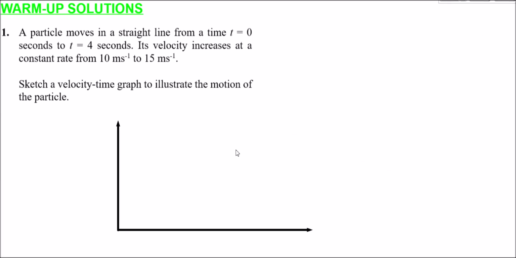Here we have a particle moving in a straight line from a time t equals 0 seconds to time t equals 4 seconds. Its velocity increases at a constant rate from 10 meters per second to 15 meters per second. Sketch a velocity time graph to illustrate the motion of the particle. I've sketched the axes in advance, and all I need to do now is label the axes. Time is always the independent variable in these situations.